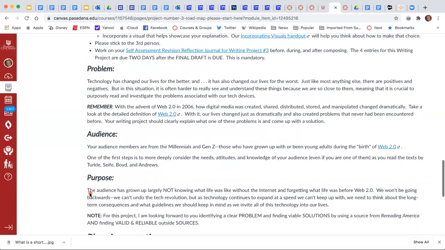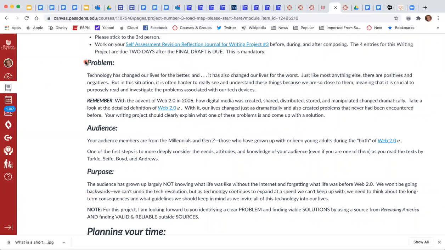Now I would like to take a moment to discuss, as always, with any sort of scholarly writing project, there is a problem to discuss. There's the audience to think about, and there's a purpose. The problem that we're looking at in this particular nonfiction writing prompt, in this type of argumentative essay, is this. Technology has changed our lives for the better, but it's also changed our lives for the worse. And just like anything else, there are positives and negatives. But in this situation, it's often harder to really see and understand these things because we're so close to them, meaning that it is crucial to purposely read and investigate the problems associated with our tech devices.